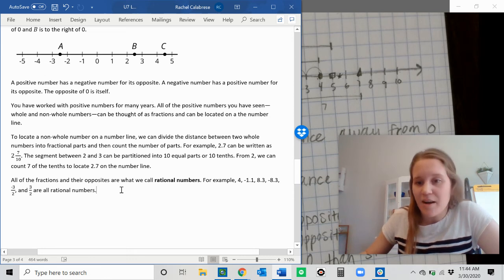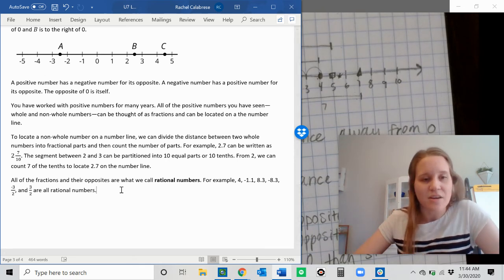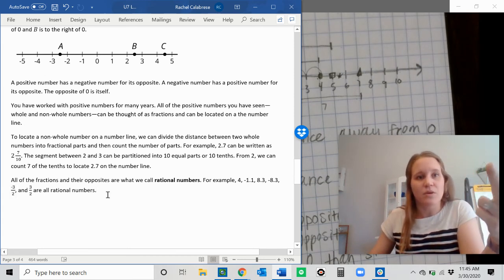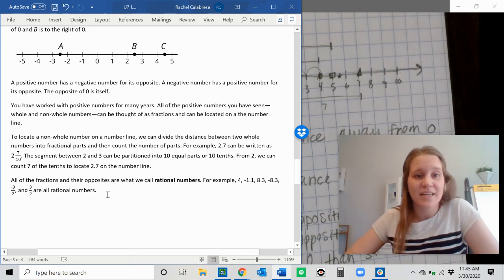All of the fractions and their opposites are what we call rational numbers. This is another good vocab word. For example, here are all the numbers you can use on your number line: 4, negative 1.1, negative 8 and 3/10, 8 and 3/10, negative 3/2 and 3/2. Any fraction, decimal, or whole number, positive or negative, is called a rational number.